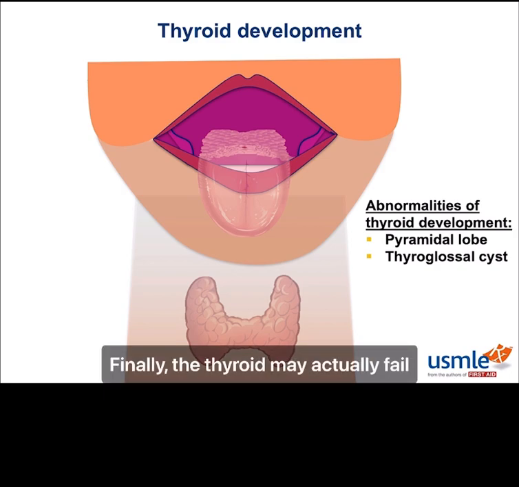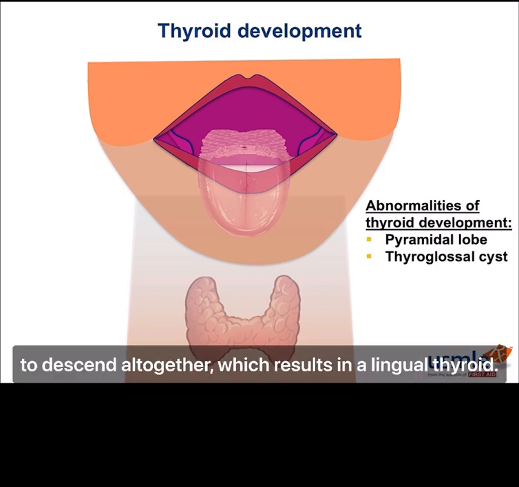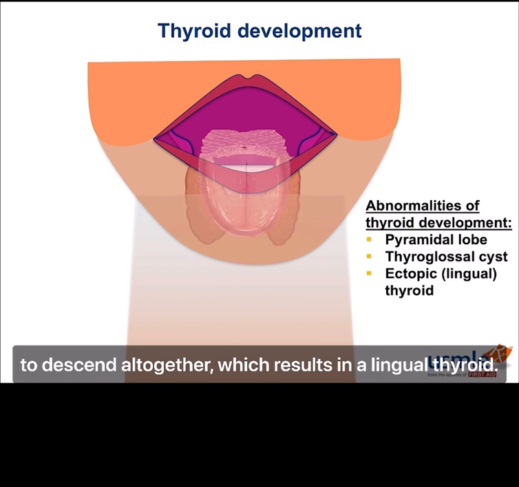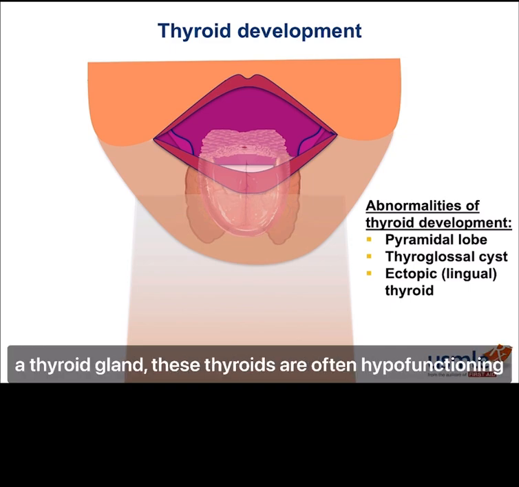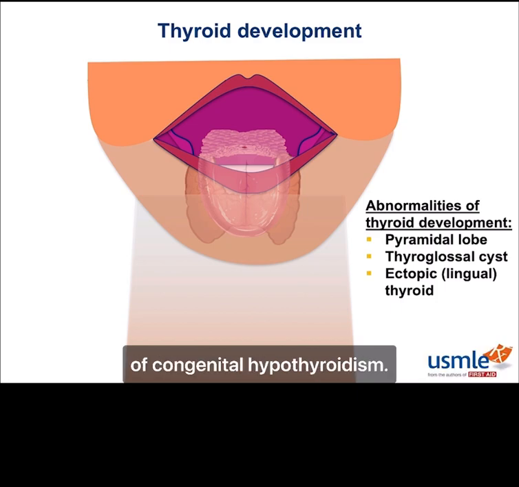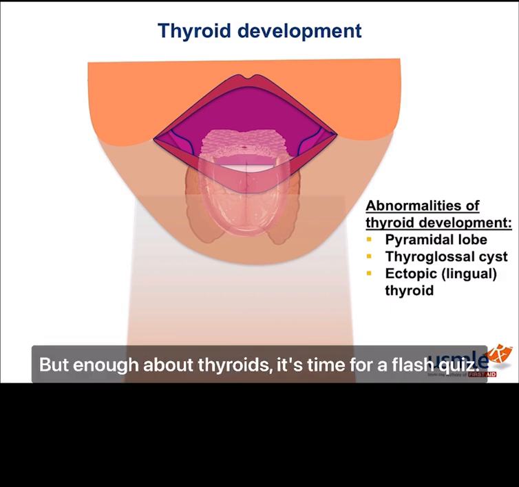Finally, the thyroid may actually fail to descend altogether, which results in a lingual thyroid. Apart from being a pretty weird place to find a thyroid gland, these thyroids are often hypofunctioning, and are actually a pretty common cause of congenital hypothyroidism. But enough about thyroids. It's time for a flash quiz.